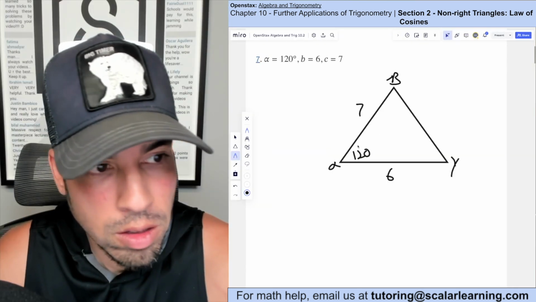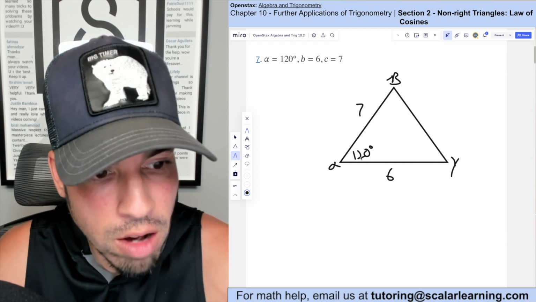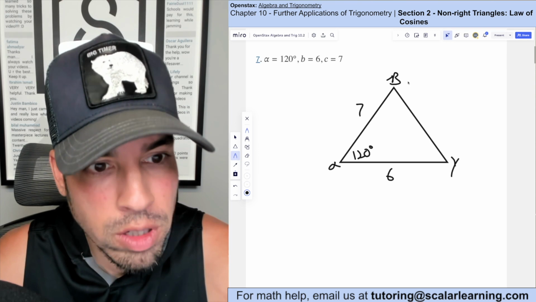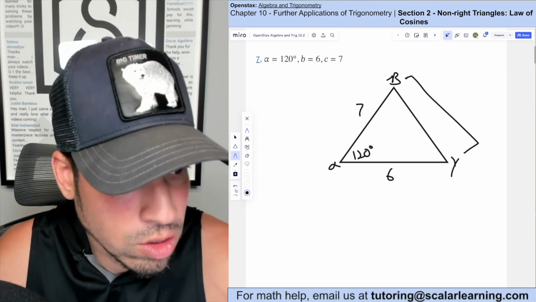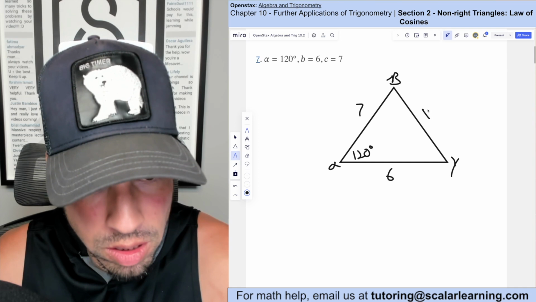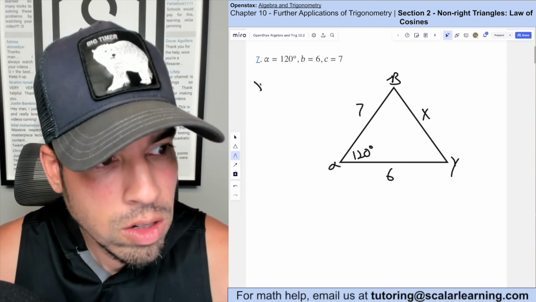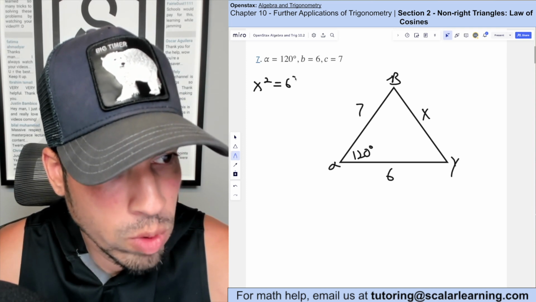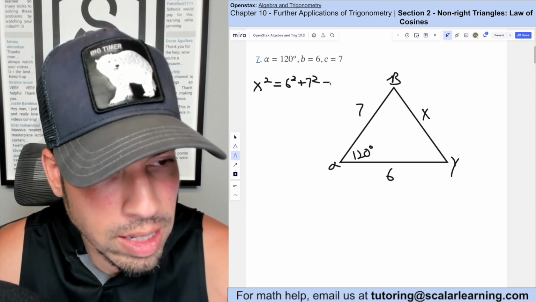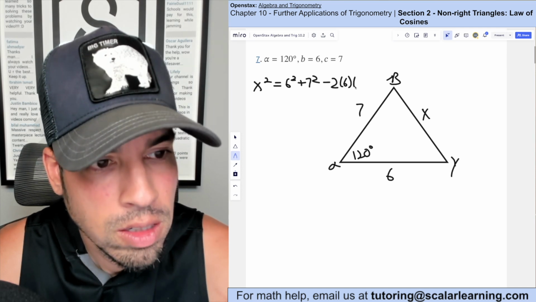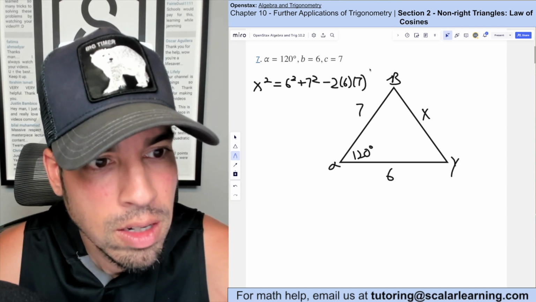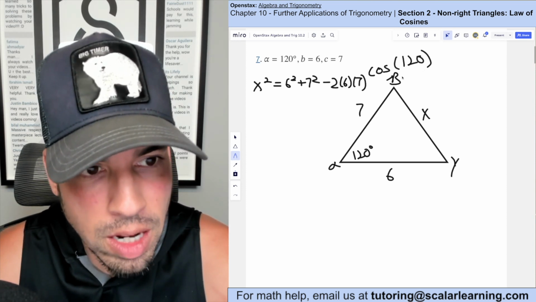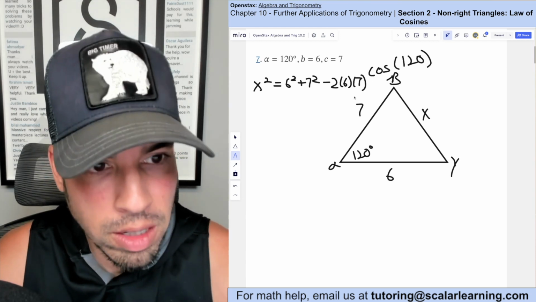Here we have a triangle with everything set up. Alpha is 120, b is the side opposite beta, c is the side opposite gamma, and we're going to first solve for this missing side using the law of cosines. I'm going to call this x. The unknown side opposite the known angle, squared, equals the other two sides squared and added together, 6 squared plus 7 squared, minus 2 times 6 times 7 times cosine of that opposite angle, 120. There's the setup.